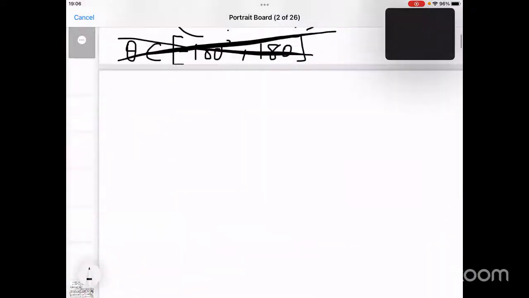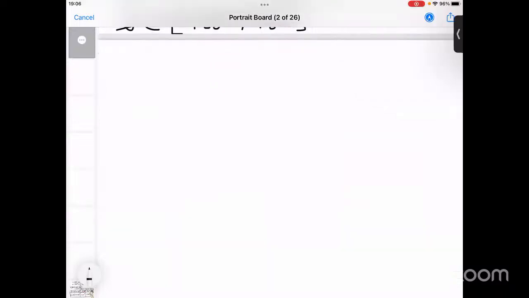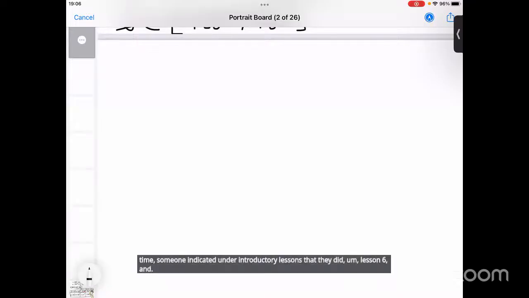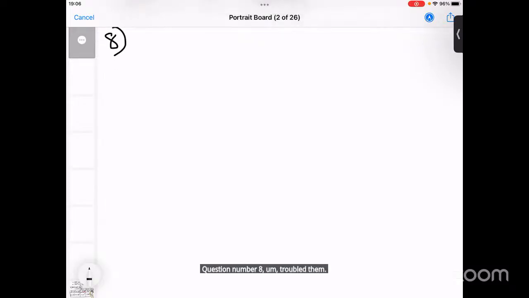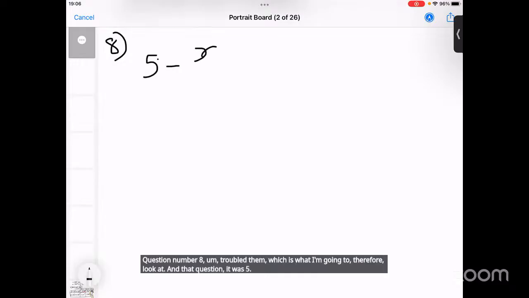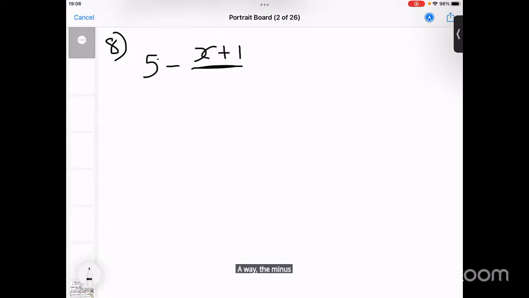So guys, without wasting much of our precious time, someone indicated under introductory lessons that they did lesson 6 and question number 8 troubled them, which is what I'm going to look at. And that question was 5, where they minus that and that over 3, and that was equated to 2. Look at how easy that was.